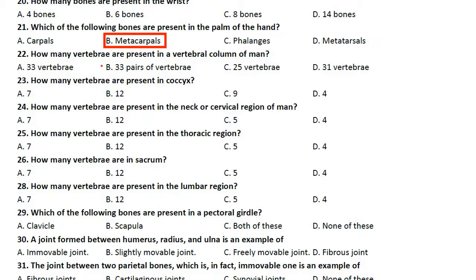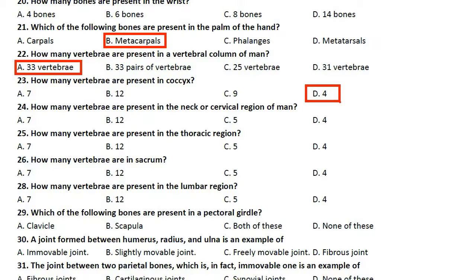Question number 22 is, how many vertebrae are present in the vertebral column of man? So now we have to take the total number of vertebrae in the vertebral column. Remember that the vertebral column of man contains 33 vertebrae. So option A is correct. Question number 23 is, how many vertebrae are present in coccyx? So coccyx contains 4 vertebrae. So option D is correct.